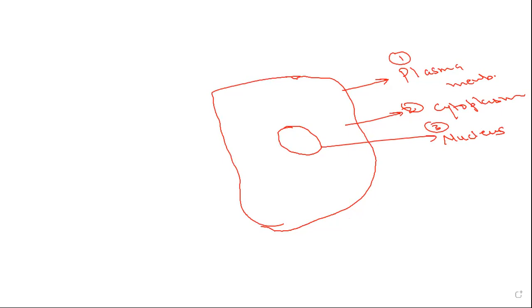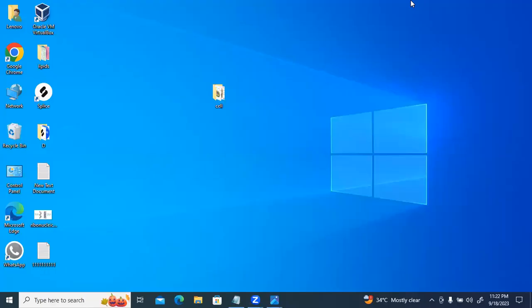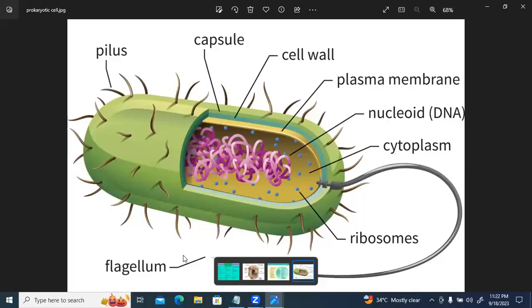Now, what is a prokaryotic cell? We know that a prokaryotic cell is a basic cell which did not evolve at all, which is present in the lower organisms like bacteria. So this is how a prokaryotic cell looks. As I already told you, a prokaryotic cell will not have a nucleus, it will have a nucleoid which has randomly scattered DNA.